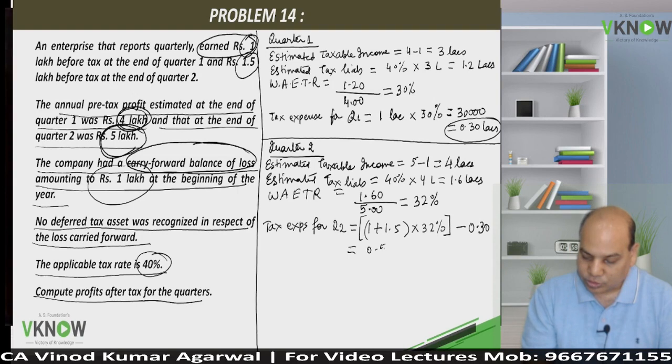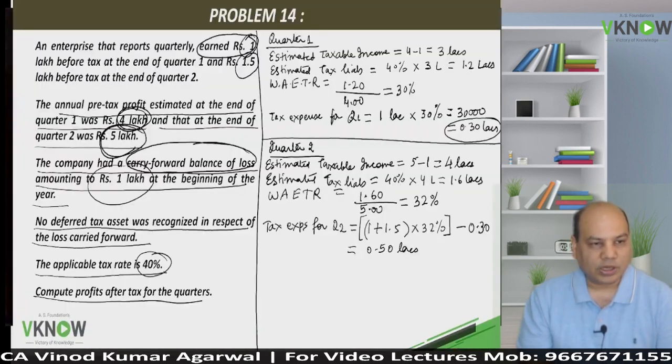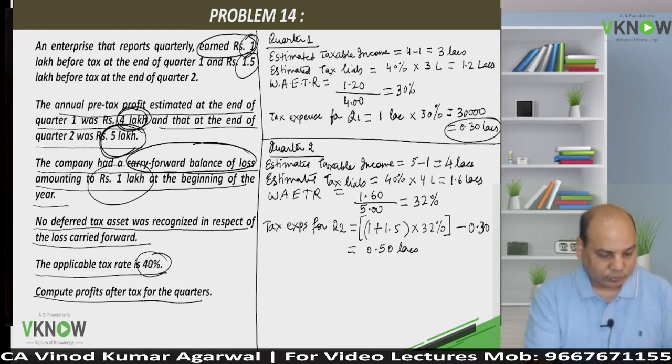So 2.5 lakh into 32% minus 0.30 lakh. So that comes to 0.50 lakhs. Is it right? Please check the calculation. Don't trust anyone except yourself. So 2.5 into 32% minus 0.3 is 0.5. So 0.50 would be your tax expense for quarter 2.